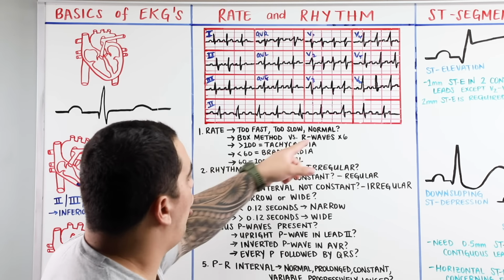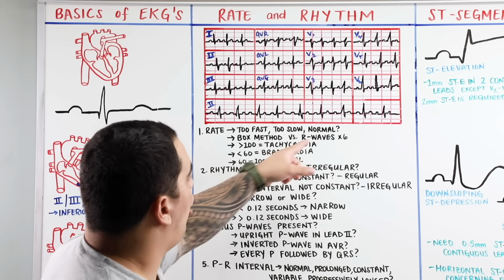So let me tell you the R waves times 6. It's a really quick, easy one. For example, I take my rhythm strip. I only look at rhythm strips first. And I count how many R waves I have in that 10-second strip. I'm going to count 1, 2, 3, 4, 5, 6, 7, 8, 9. That's 9 total R waves. I'm going to multiply that by 6. 9 times 6 is 54. So 54 beats per minute is about my rate if I'm utilizing that R wave times 6 method. Okay? So that's a little slow. I would consider that maybe bradycardic.